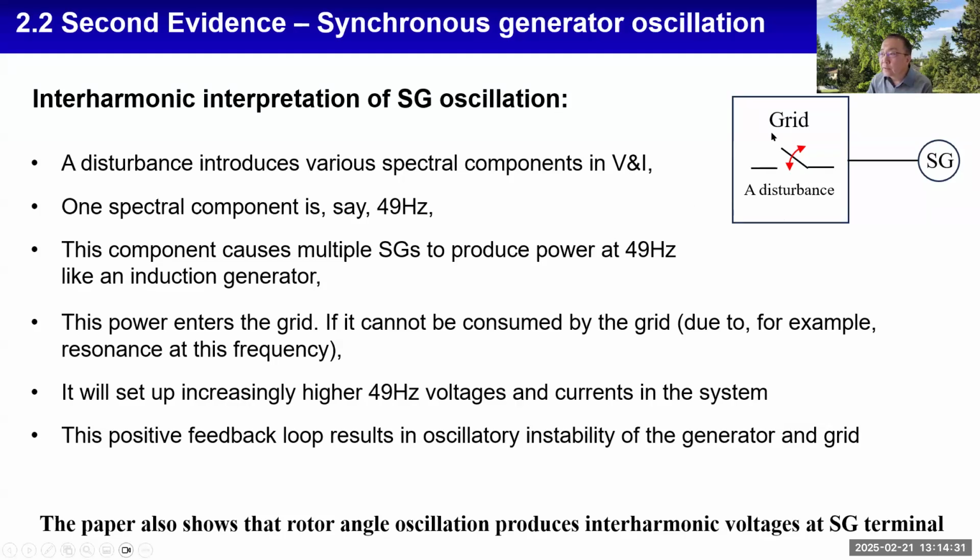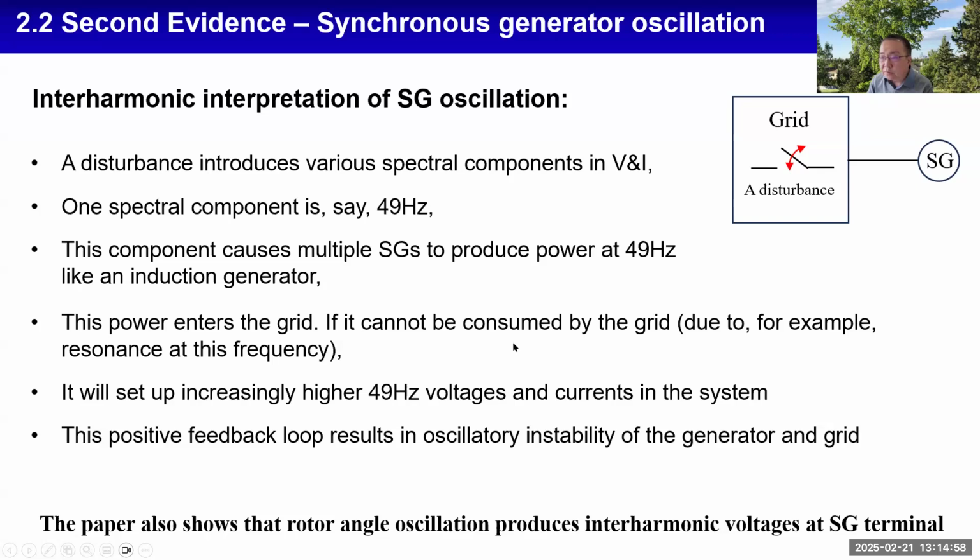So the grid could have a variety of disturbances, like those caused by switching events. A disturbance introduces various spectrum components in voltage and current. Now one spectrum component, for example, could be 49 hertz. This component causes multiple synchronous generators to produce power at 49 hertz, like an induction generator. This power enters the grid.